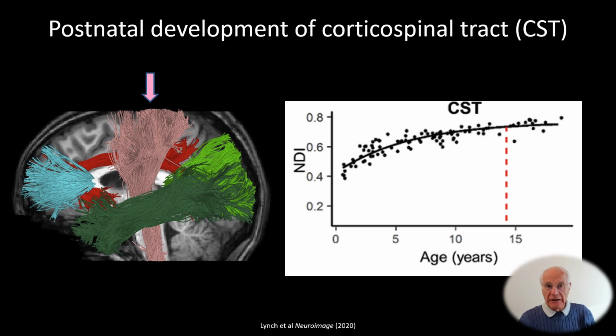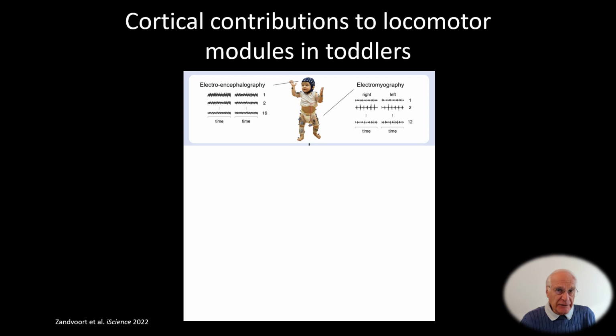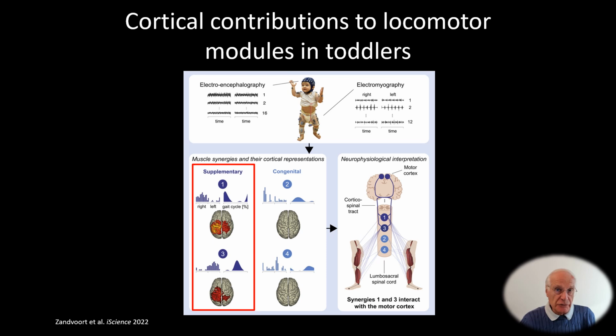Nadia Dominici and collaborators in Amsterdam found that in toddlers the coherence between the electroencephalographic signals of sensorimotor cortex and the electromyographic activity of leg muscles is present only for the new modules, what they call supplementary, but not for the congenital ones. This is consistent with the hypothesis of a cortical tutor for the addition of new neuromuscular modules. Notice that coherence is found in the beta band, 13 to 30 Hz, which does not reflect force generation, but modulatory influences on spinal networks.